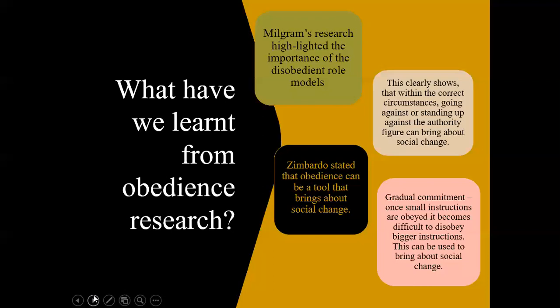So we have learned from obedience that in the right situation, if we have a disobedient role model, it can act as a force to stop other people obeying, and therefore social change. And then gradual commitment over time. Slow instructions over time can actually bring about social change for the good.